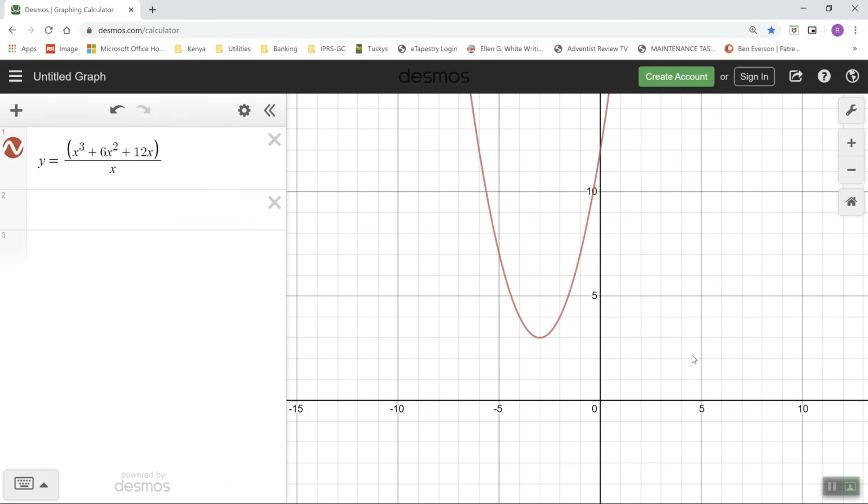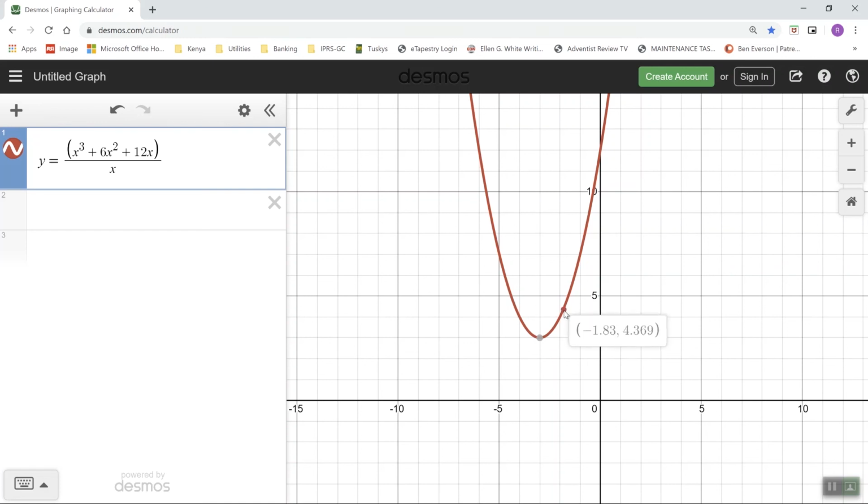Okay, well, here we are. I've entered this equation, x cubed plus 6x squared plus 12x all divided by x. F of x, remember, is replaced with y, and you can see the graph. Number one, notice that it does not cross the x-axis. If we come down with this graph, notice it goes down, down, down, down.